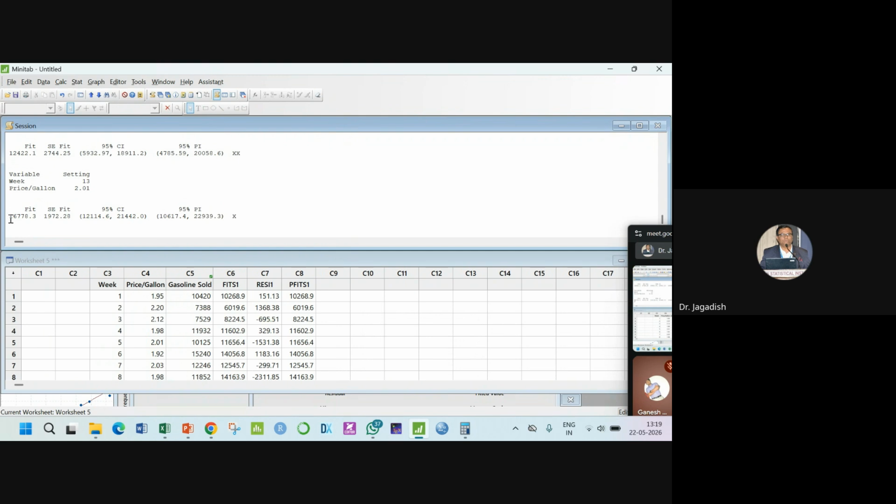It isn't exact, it's approximately 16,778. But what is the chance interval of selling the gasoline when I keep the price at 2.01 and the week number is 13? The interval is 12,114 liters to 21,442 liters. That means he gets a judgment that he should keep a quantity between 12,114 and 21,442 liters, so that he can fulfill the demand in the 13th week when keeping the price at 2.01. This is how statistics helps him take decisions and make the business successful.